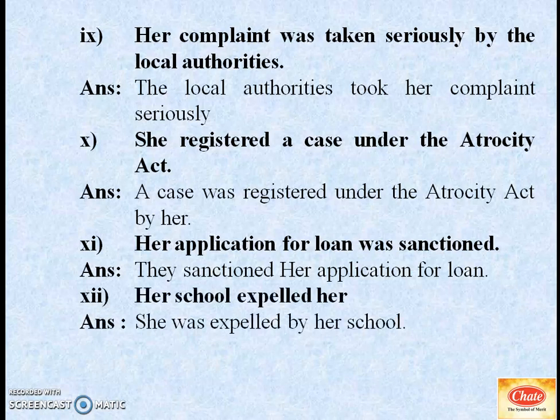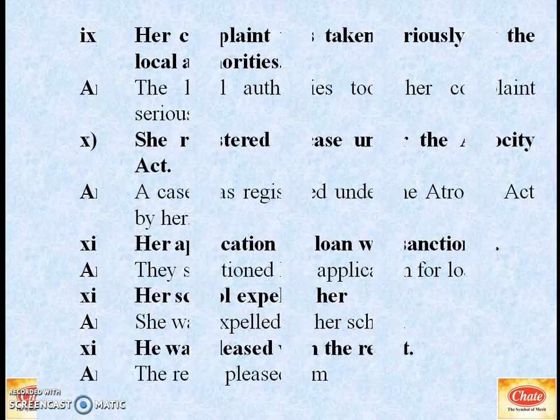Next example, her school expelled her. Here, an object is given. The given sentence is in active voice. We have to find out the object. See, her school expelled. Whom did her school expel? Her. So, after asking the whom question, we get the object. So, her becomes she as a subjective case. Her is objective case. So, she was expelled by her school. This is a passive voice structure. Next example.